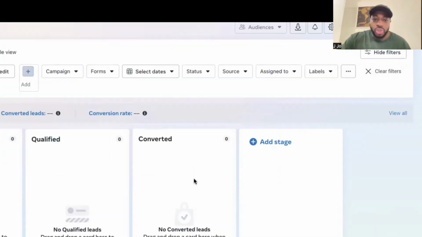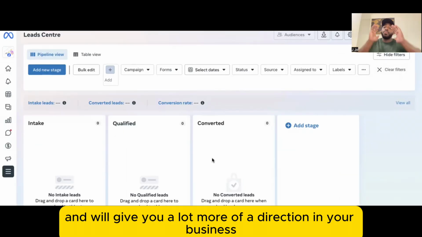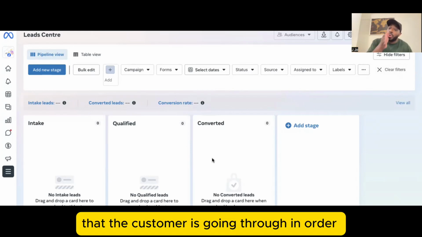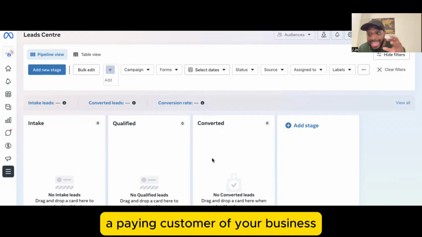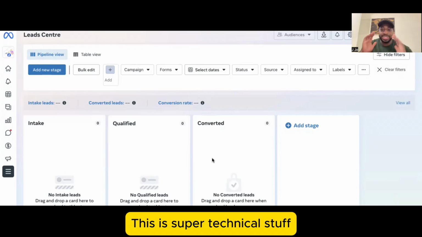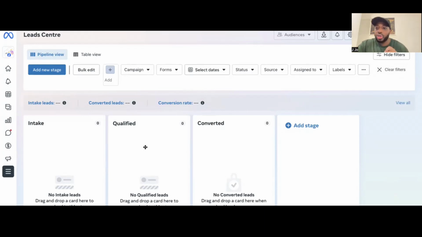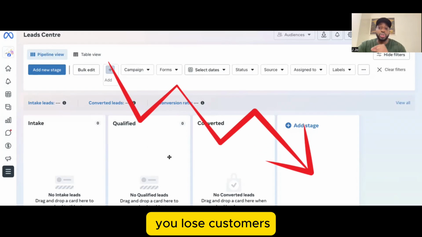So guys, use this tool. It's very, very powerful and will give you a lot more direction in your business and make things a lot clearer in terms of the journey the customer goes through to become a paying customer of your business, right? This is super technical stuff, but if you do this, it's really going to help you, and it's going to reduce the number of times you lose customers.